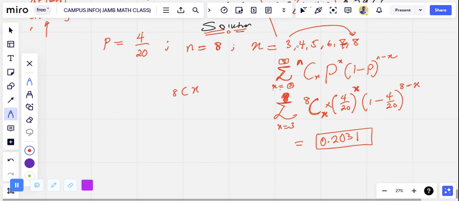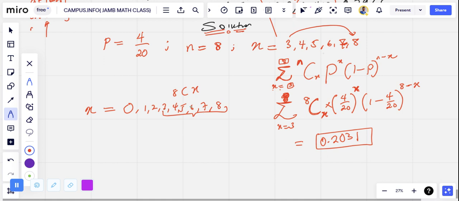The other way around to do this, if you don't want to use this summation, is this. You know that x normally ranges from no student to 8 students, from 0 to 8. So when you are considering at least 3, you are supposed to calculate all these values individually and then sum the results together to get the final answer for at least 3.